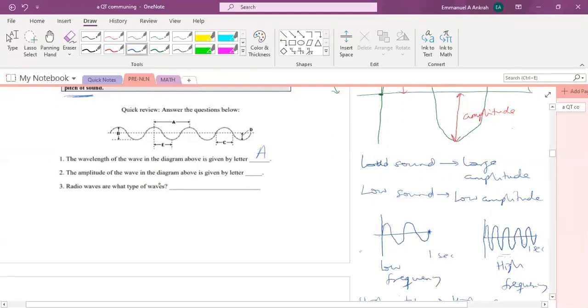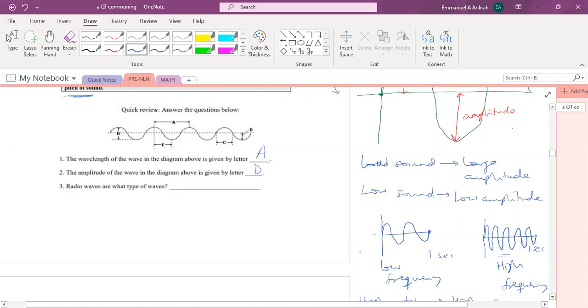Then the amplitude. Which one? B or D? Excuse me? Do you say B or D? I said D. D, yeah. So that is the maximum displacement from the resting position. So D.